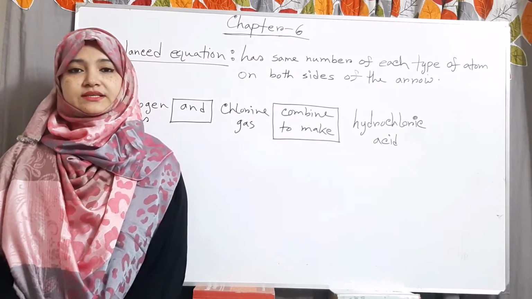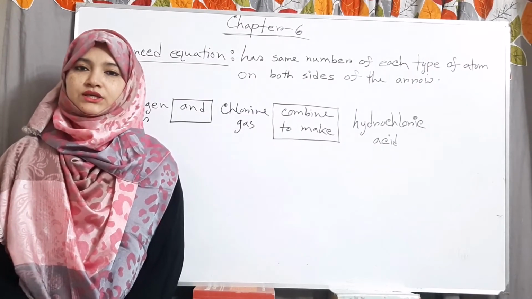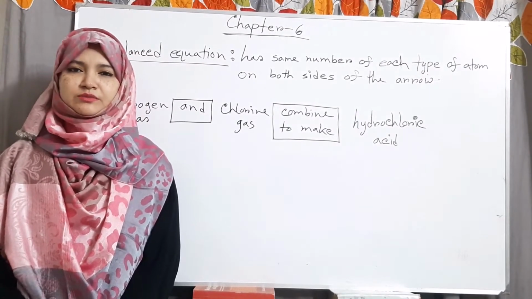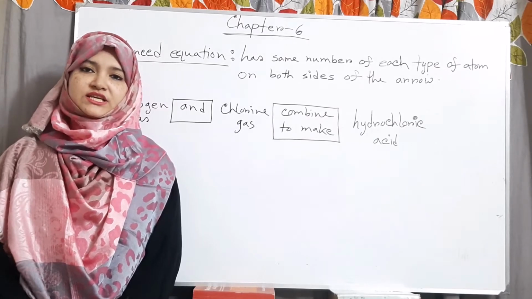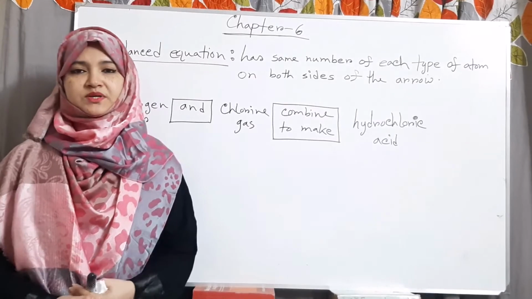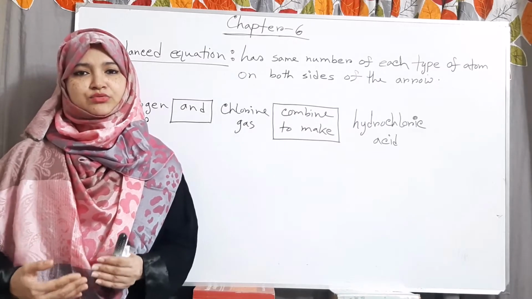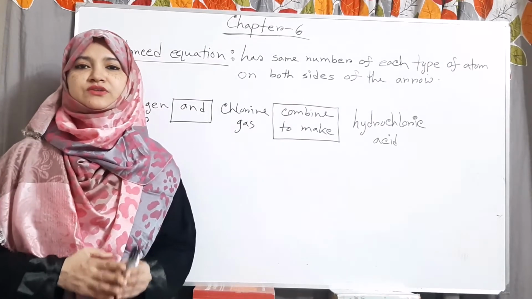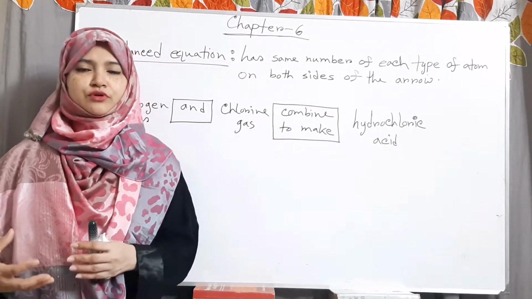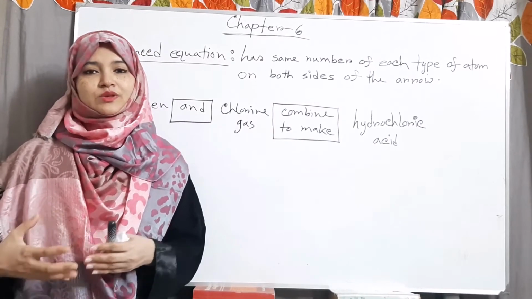Our today's topic is chemical equation and balancing of chemical equation. I think you have already known about the chemical reaction and the chemical equation. The chemical reaction is the process in which new substances with new properties are produced. And the chemical equation is the short expression of chemical reaction, using symbols, formulas and different signs like a plus sign, equal sign and arrow mark, etc.